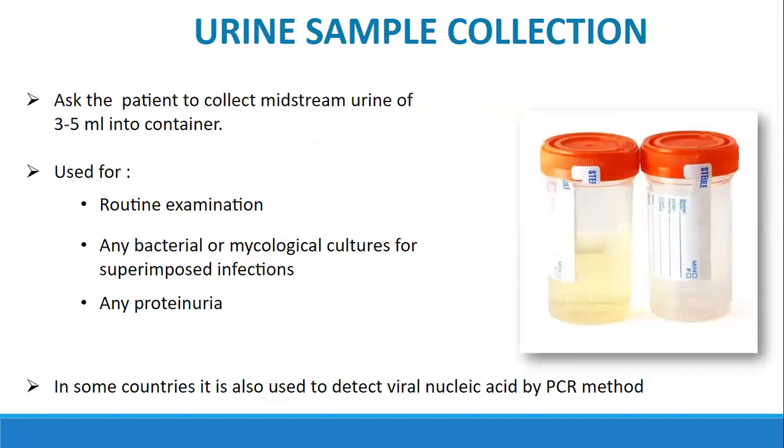Then urine sample collection. Ask the patient to collect midstream urine of 3 to 5 ml into the container. A sterile container is used for routine examination to detect any bacterial or mycological cultures, for superimposed infections, and any proteinuria. In some countries, it is also used to detect viral nucleic acid by PCR method, but it is not followed in India.